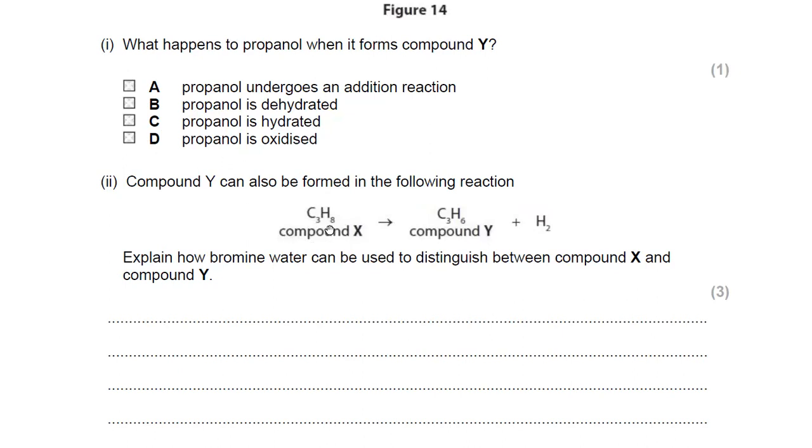Compound Y can also be formed in the following reaction. I take compound X, C3H8, and I can use it to make compound Y and hydrogen gas. First of all, what type of reaction am I doing? Okay, forget the type of reaction. Look at this question. Explain how bromine water can be used to distinguish between compound X and compound Y.